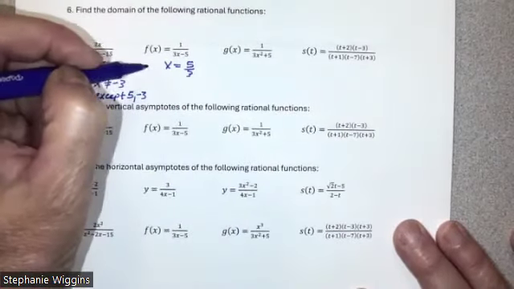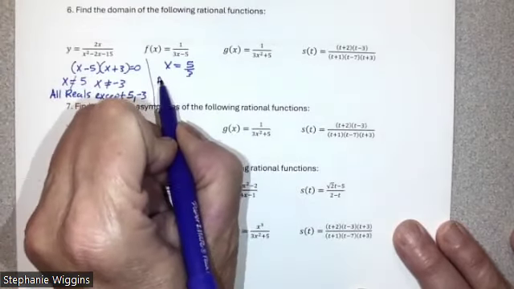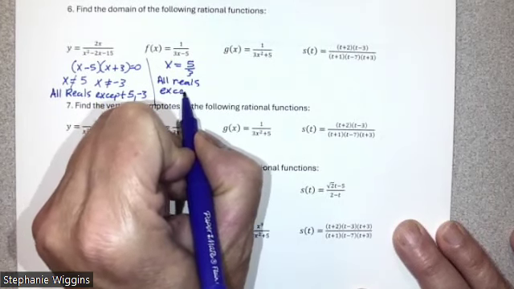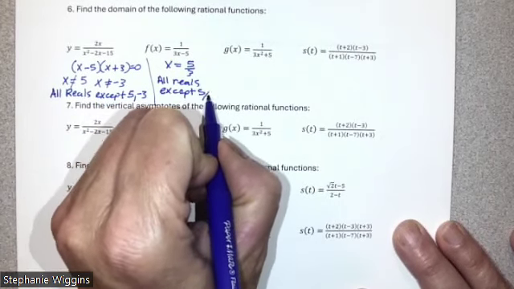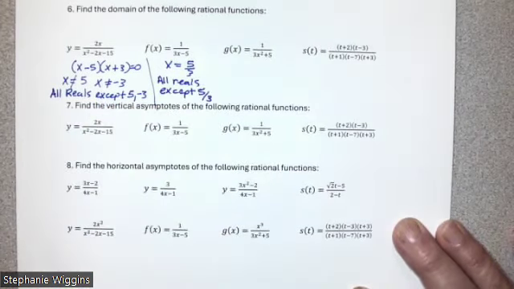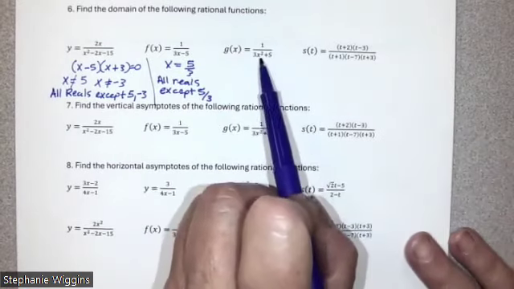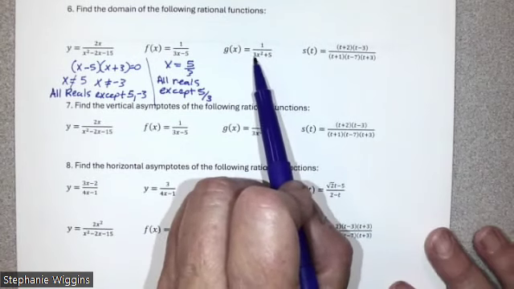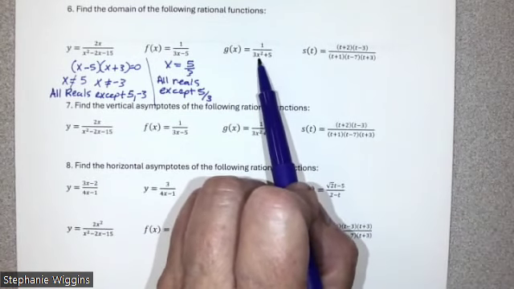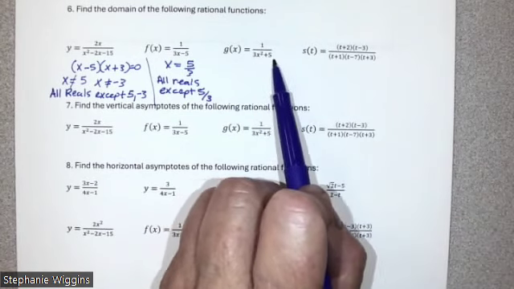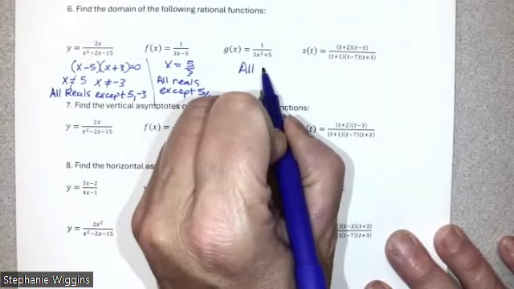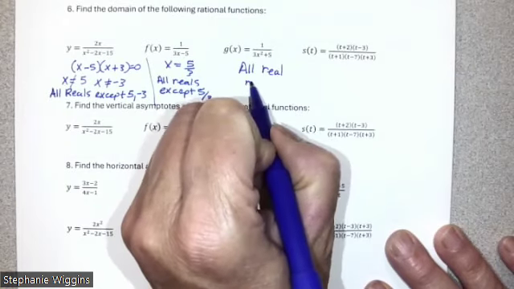So here it's all reals except 5/3. The denominator cannot equal 0 here, and that's because 3 times x squared is a positive number, and then you're adding 5, so it will never be 0. So the domain is all reals, all real numbers.